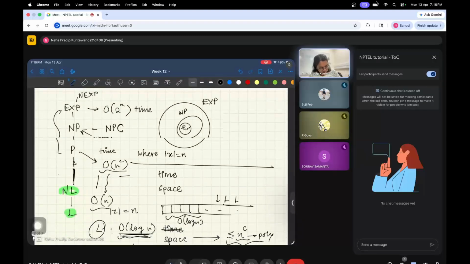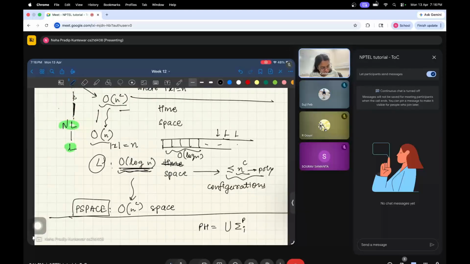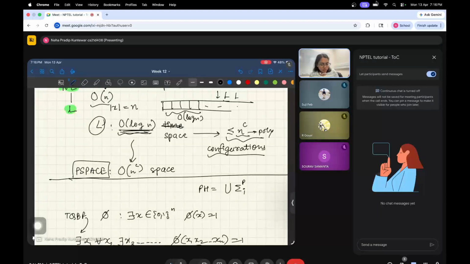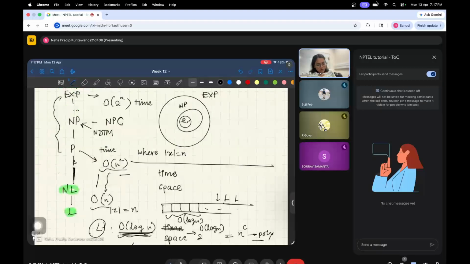So where does this class PSPACE belong? By a similar configuration counting argument, earlier you had logarithmic space, which corresponds to 2 to the order log n time, which is nothing but poly time. Similarly, here you would have 2 to the k n to the c time, which is nothing but EXP. So this is some exponential amount of time. Therefore PSPACE is here.